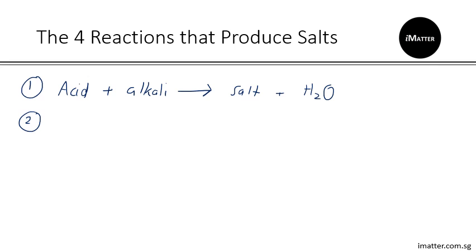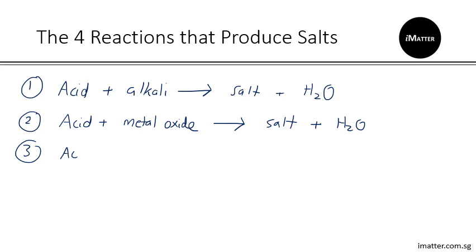Now, the second one is quite similar to the first one, except I'll be using a base. But let me just qualify here. My base in this case will be a metal oxide. As I said, this is also a form of neutralization. It's basically an acid-base reaction, and of course it gives you the same products, salt and water. Now the third one involves acid too, and of course by now you realize that acids are commonly used in the lab and of course in industry as well.